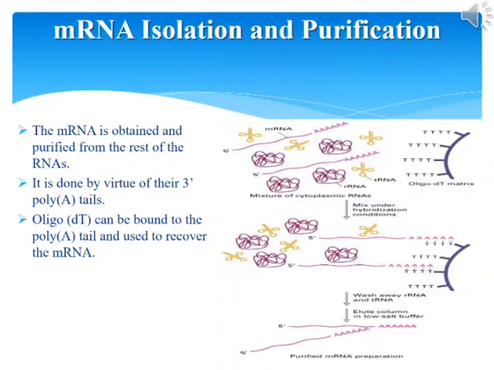The nucleotide A of the poly A tail at the 3' end forms 2 hydrogen bonds with nucleotide T, and this pairing is very specific. So, oligo-dT can be bound to the poly A tail and can be used to recover the mRNA.